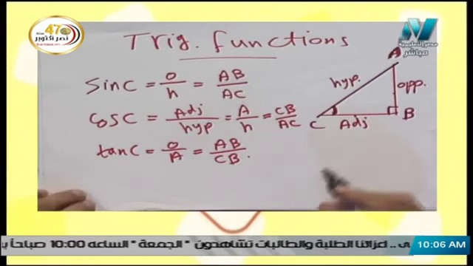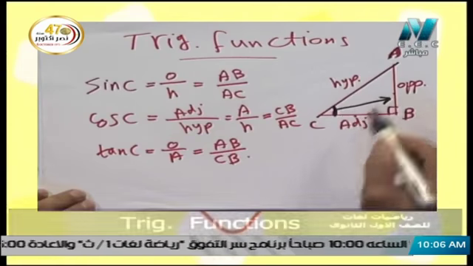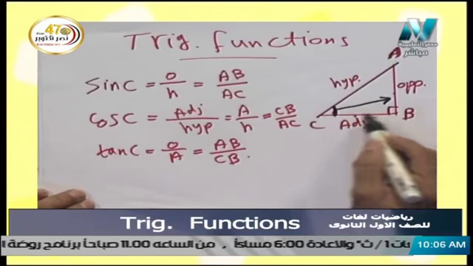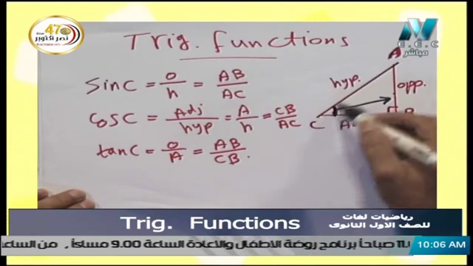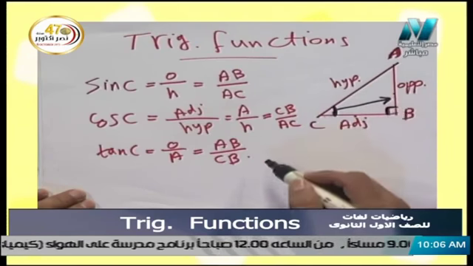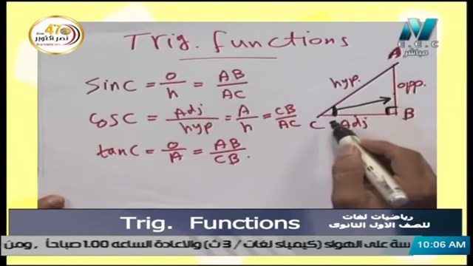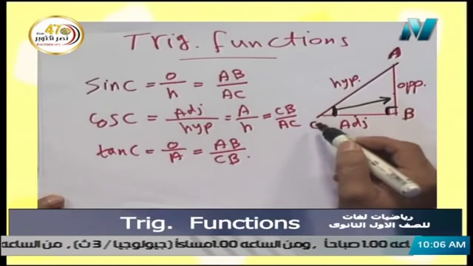Some of you can ask, what is the opposite, what is the adjacent, and what is the hypotenuse? If we have an angle C, then the side opposite to it we call the opposite side, the adjacent is the side beside the angle C, and the hypotenuse is the side opposite to the right angle. So for C, its opposite is AB, its adjacent side is CB, and the hypotenuse side is AC.